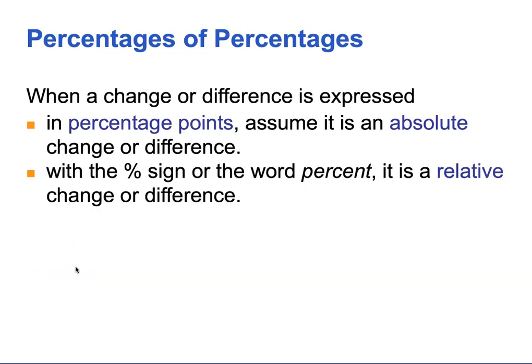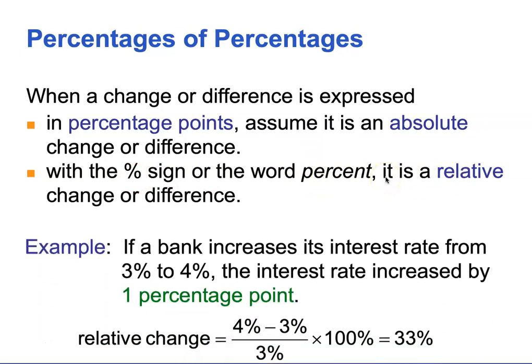Percentages of percentages. When a change or difference is expressed in percentage points, assume it is an absolute change or difference when they're talking about it. With the percent sign or the word percent, it is a relative change or difference. So when you're reading these problems, when you look at percentage points, always use your absolute. When you have either this sign behind it and it's already as a percentage, or the word percent is used, it is a relative change. So that's how you know which formula to use.